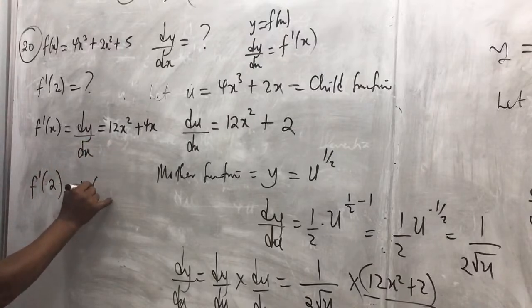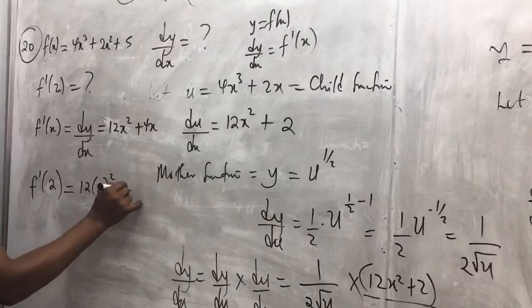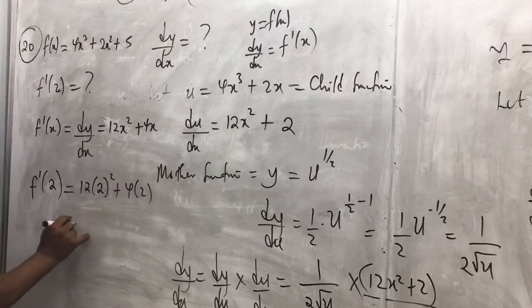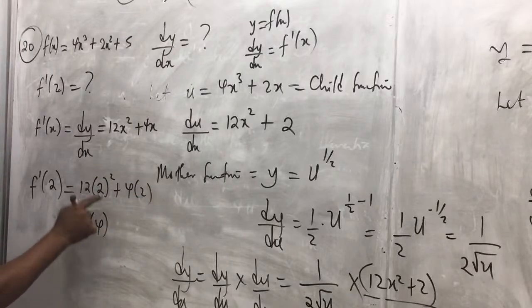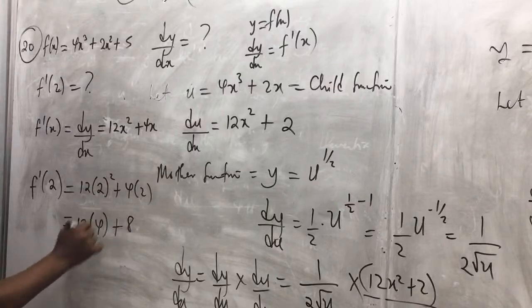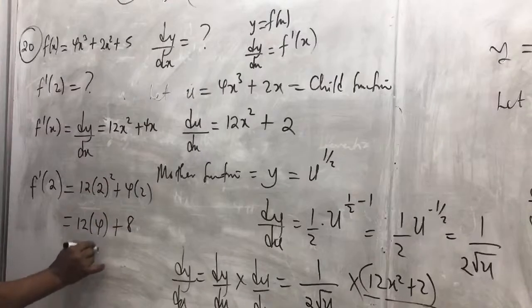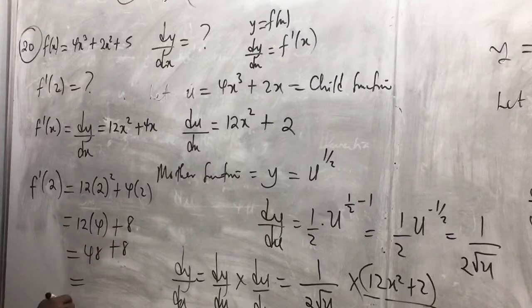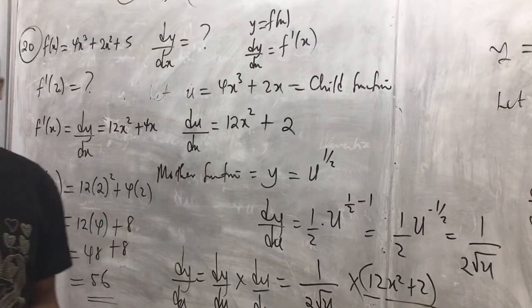So I'm going to do this. 12 times 2 raised to power 2 plus 4 times 2. And that will give me 12 times 4, which is 2 squared, plus 8. And 12 times 4 is 48. 48 plus 8 gives me 56. So this will be the final answer to that problem.